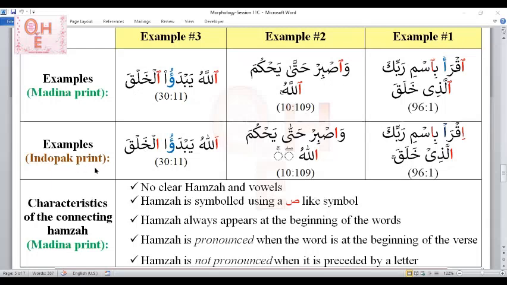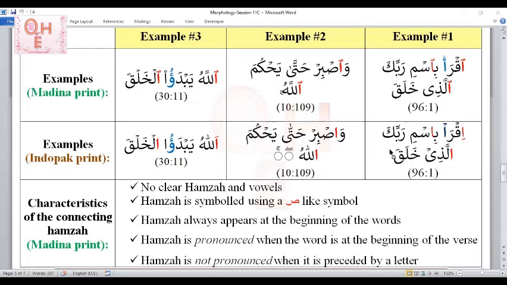How about Indo-Pak print? In Indo-Pak print, you can see that definitely the sword-like character is not shown. At the same time, Hamza is not shown, right? So it looks like Alif, but as I said, this is not Alif.